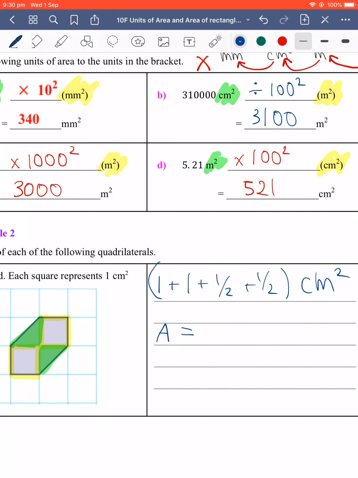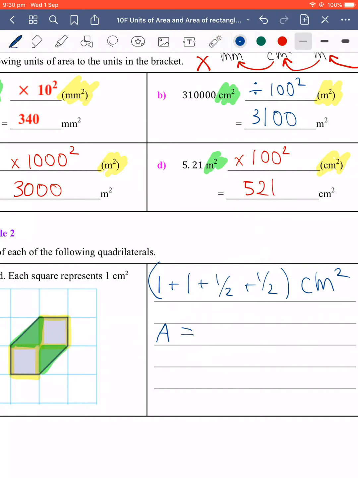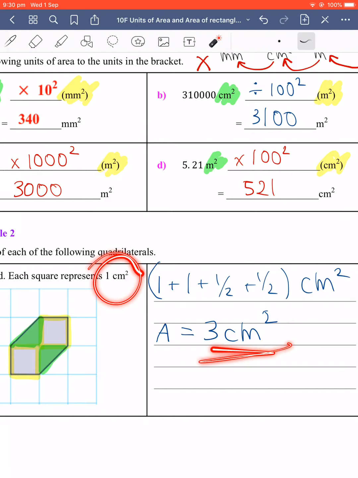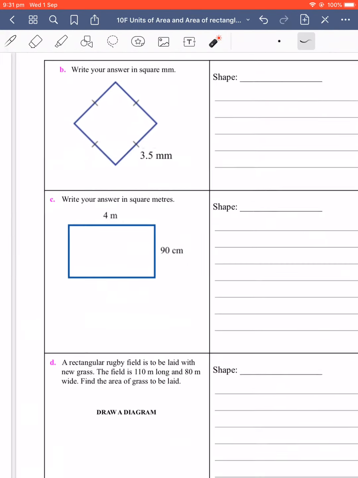So my area, which is how I represent this, so I had 2 halves, which then together make 1 whole, and I had 2 other wholes, so I end up with a number of 3 centimeters squared. So this particular shape occupies 3 centimeters squared of its area. Okay, hopping on to the next one.